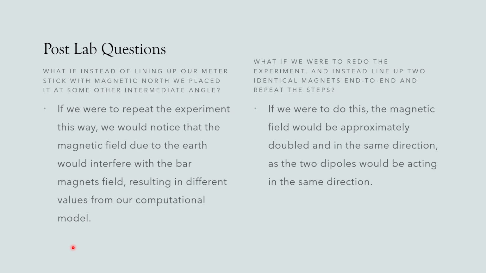For the second question, if we were to redo the experiment and instead line up two identical magnets end to end and repeat the steps, the magnetic fields would be approximately doubled in the same direction, as the two dipoles would be in the same direction.